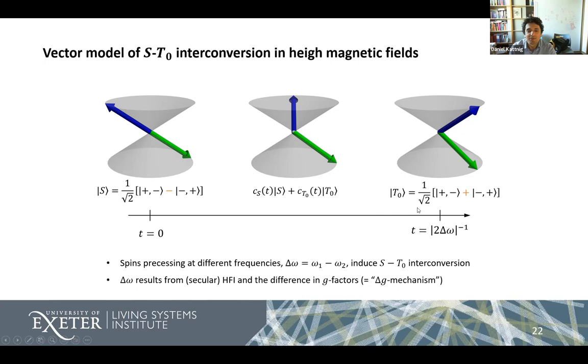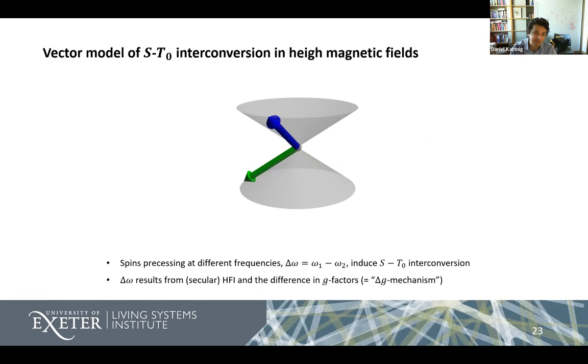And this is exactly what is known as the delta g mechanism, which is shown here in a more dynamic visualization. We start out with the singlet, we allow the spins to precess, they precess at different rates, and thereby we are interconverting singlets and triplets. If singlets and triplets have different reactivity, then the probability to form certain reaction products will oscillate over time. This gives rise to a magnetic field and spin-dependent reaction yield.